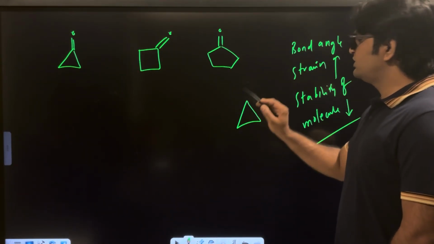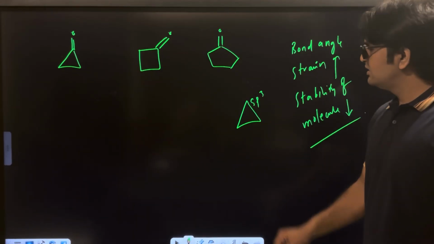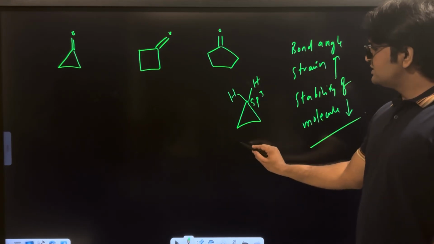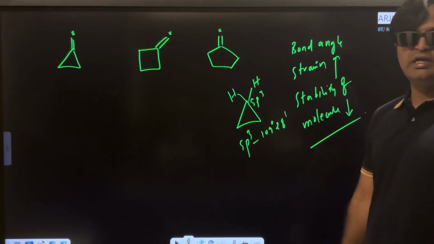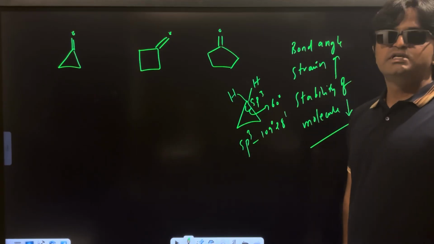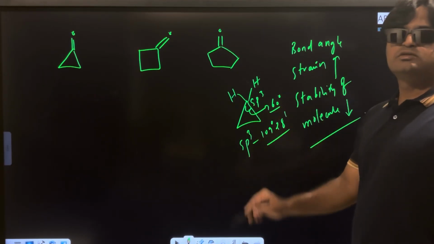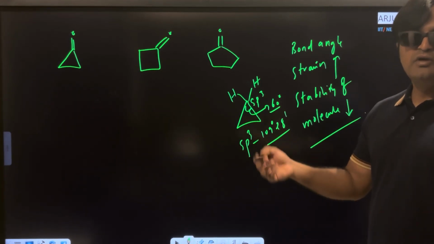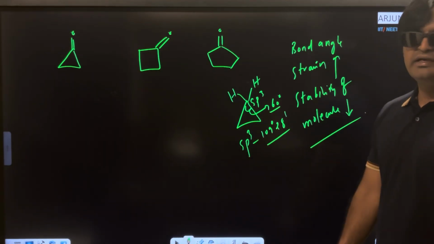If you have a 3-member ring system, what is the hybridization of this carbon atom? Yes, sp3. And outside, how many hydrogen atoms are there? 2 hydrogen atoms. What is the required bond angle for sp3? 109 degrees 28 minutes. That is the required bond angle. But what is the bond angle inside the ring system? 60 degrees. Now 60 degrees is present but the required bond angle is 109 degrees 28 minutes. So there is a bond angle strain. Whenever the required bond angle is absent, that molecule automatically suffers from bond angle strain.